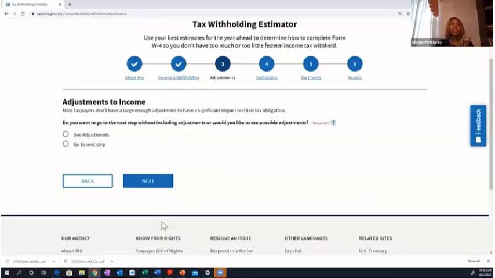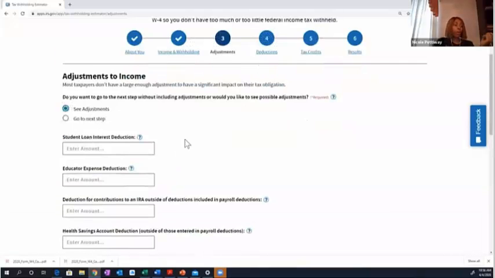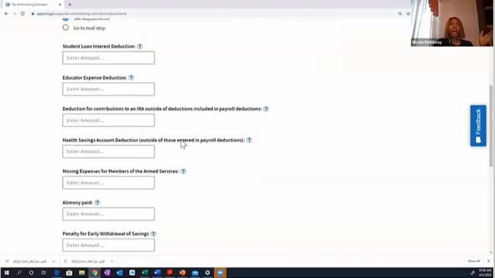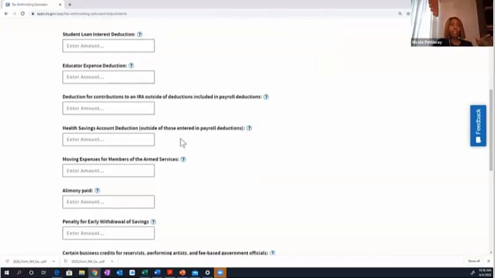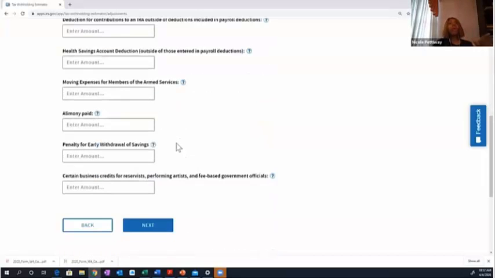This section, adjustments to income, covers different tax circumstances that will reduce your gross income, the total amount of income. So it's a direct hit to reducing what the IRS reports on your total income. So we want to see any adjustments to income. We look down here: student loan interest, educator expense. None of these qualify. Deductions for contributions outside of an IRA, HSA, moving expenses, alimony paid, penalty for early withdrawal. None of these areas apply.